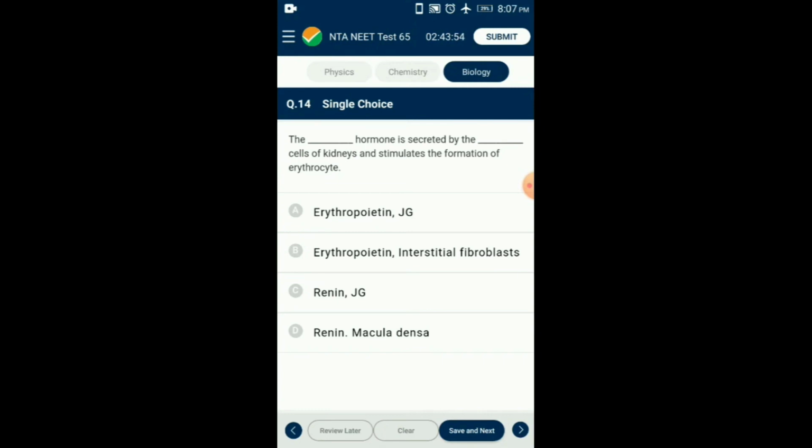The interstitial fibroblasts are produced in the kidney and are associated with peritubular capillaries and proximal convoluted tubules. So the answer for this question is option B. The erythropoietin hormone is secreted by the interstitial fibroblast cells of kidney and stimulates the formation of erythrocytes.